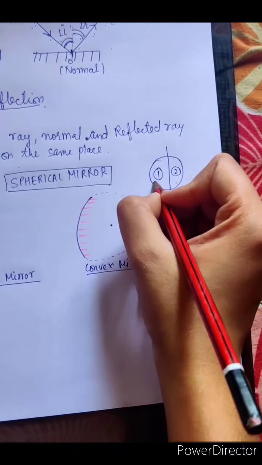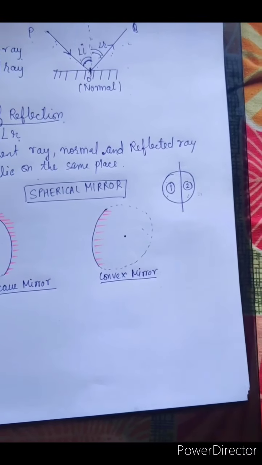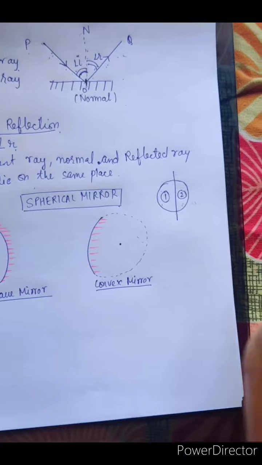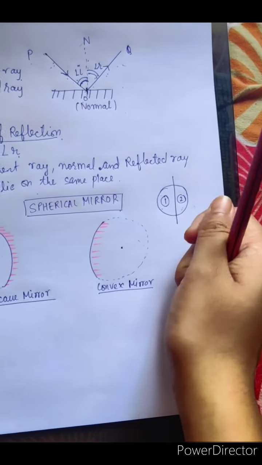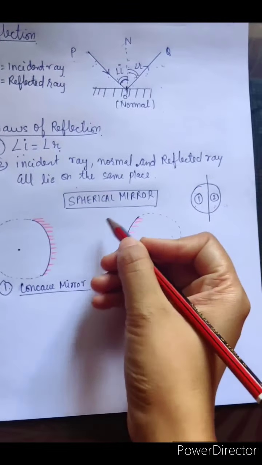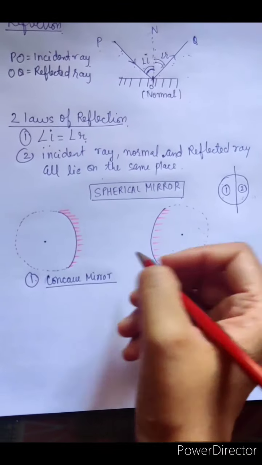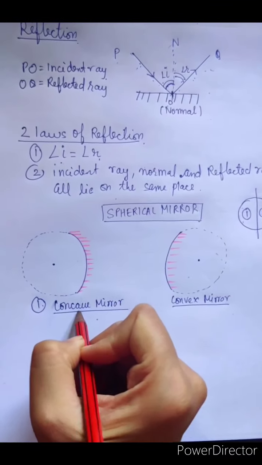In both of these, we will polish one side of the sphere, either the outer side or the inner side, and on the basis of the polishing that you do on the inner or outer side, the classification of spherical mirrors is made. First we have the concave mirror. You can see here, this is the concave mirror.